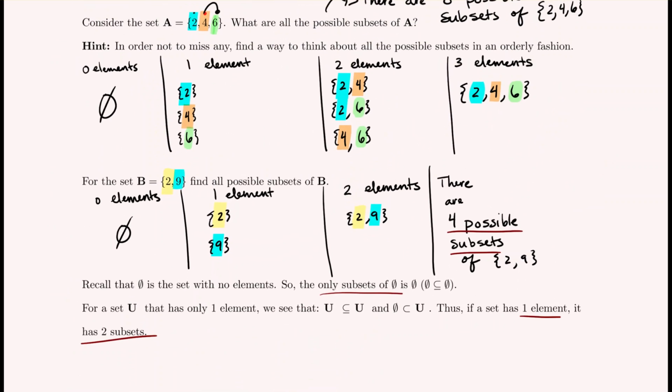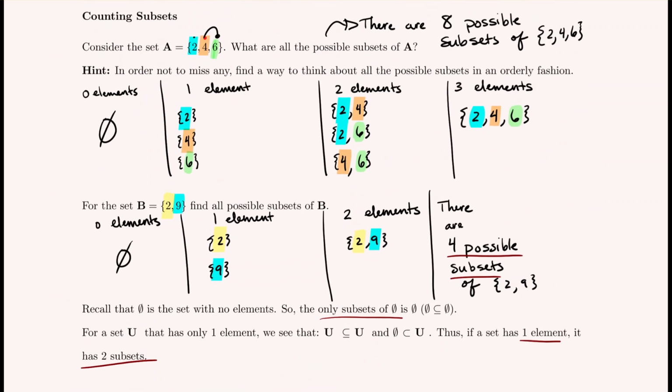And whenever there's 3 elements, the possible subsets are the empty set, the first element set, the second element set, the third element set, the first with the second, the first with the third, the second with the third, and then the set itself, which is 8 possible.